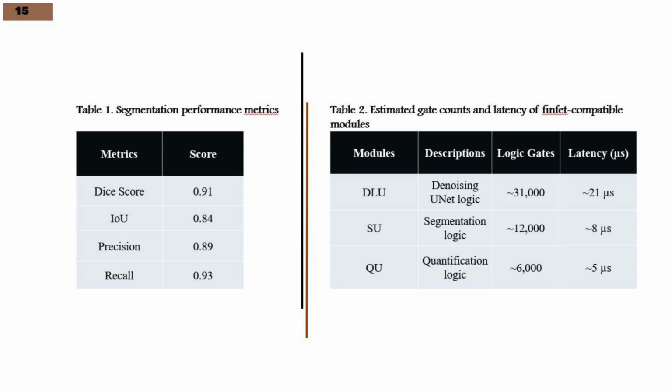Here are the quantitative result tables. This slide summarizes the quantitative performance metrics, including segmentation accuracy, severity estimation results, and hardware-related metrics such as gate counts and latency. This result demonstrates consistency between our latent diffusion model's AI-based performance and the hardware feasibility.